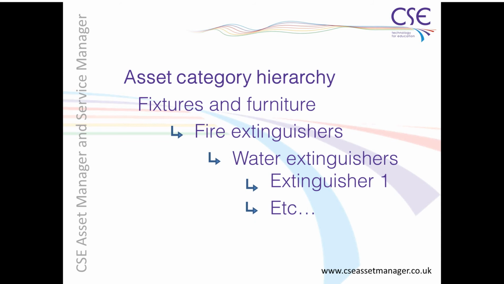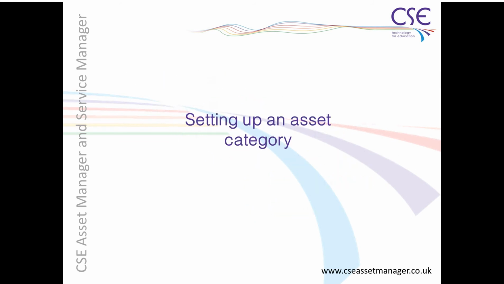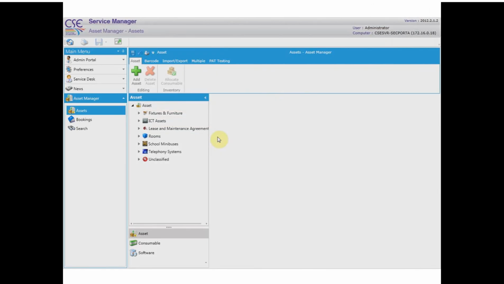to suit your needs. As an example of setting up non-networked assets, we'll set up a category for fire extinguishers, which will reside within a Fixtures and Furniture category that we've already set up. This we do under Preferences, like so.